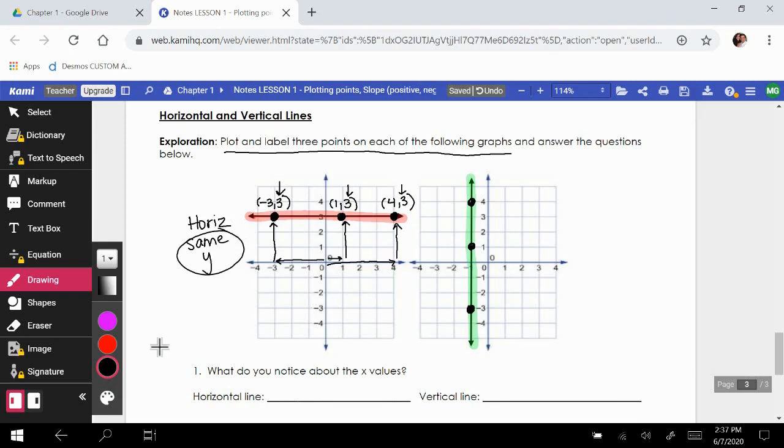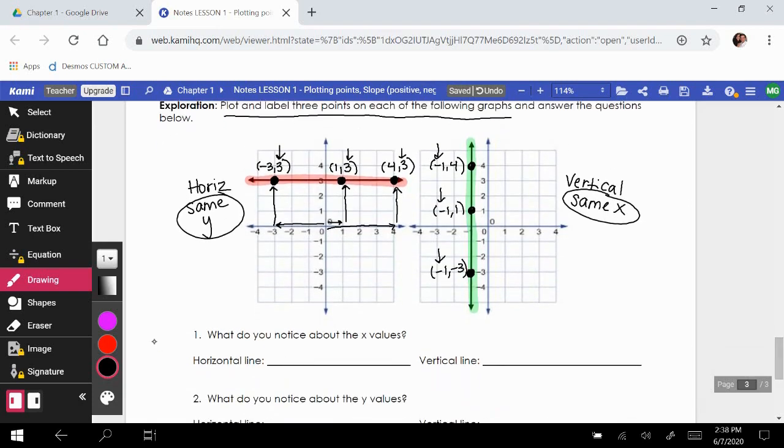Okay, let's label the points on the vertical line. Here we'd be going left 1, up 4, so we'd have negative 1, 4 for the top point. Left 1, up 1, so that'd be negative 1, 1. And then left 1, down 3, so I'd have negative 1, negative 3. What do you notice about all 3 points for the vertical line? All 3 points have the same x value, right? They're all negative 1. So let's make a note of that. For vertical lines, all the points have the same x value.